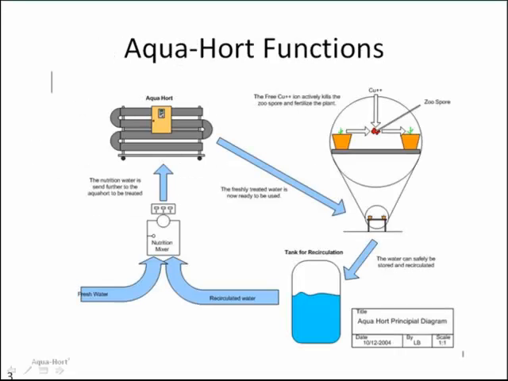The standard AquaHort system is set up so that nutrient water runs through the AquaHort. The AquaHort then produces the copper ionization. The water is fed to the plants. The remaining water is drained off and sent into a tank for recirculation, and the process is repeated.